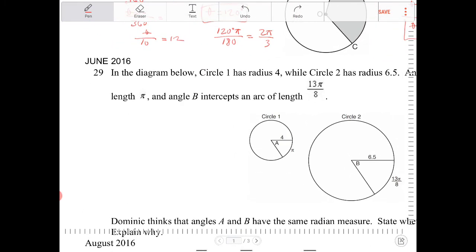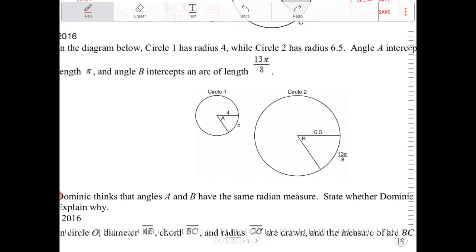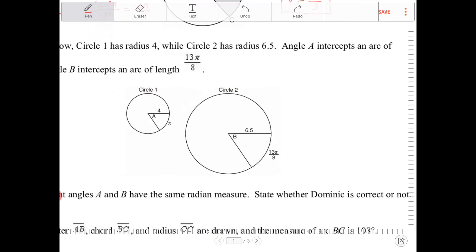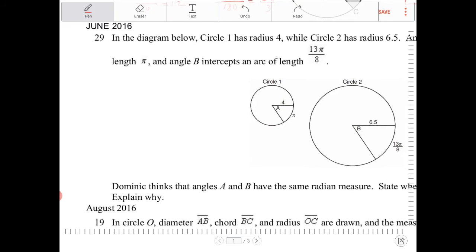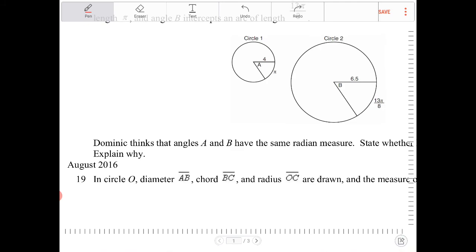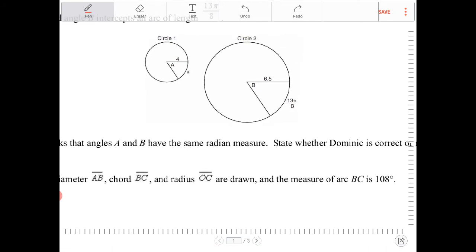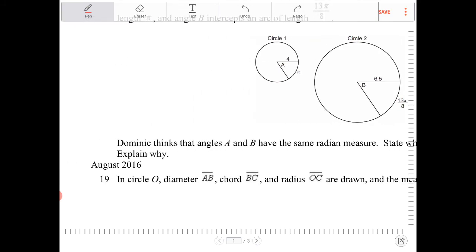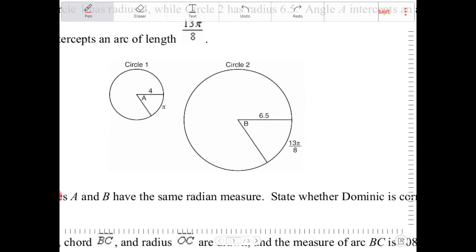Okay. Number 29, June 2016. In the diagram below, circle 1 has radius 4, and circle 2 has radius of 6.5. Angle A intercepts an arc of length pi, and angle B intercepts an arc of length 13 pi over 8. Dominic thinks that angles A and B have the same radian measure. State whether Dominic is correct or not. Explain why.